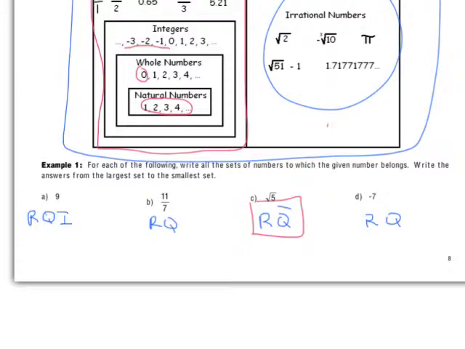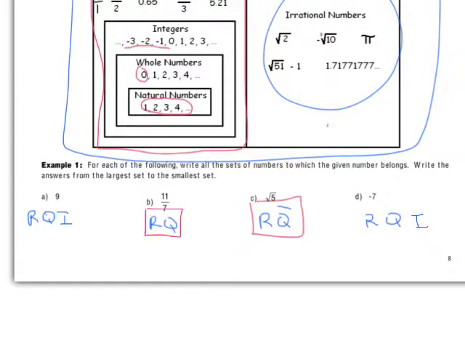Let's look at B over here. 11 over 7. Well, 11 over 7 is a decimal, so that one is done as well. So it's not an integer, and if it's not an integer, it can't be a whole number or a natural number. So we're finished there. Okay, moving on to D. -7 is an integer. Okay, back to 9.